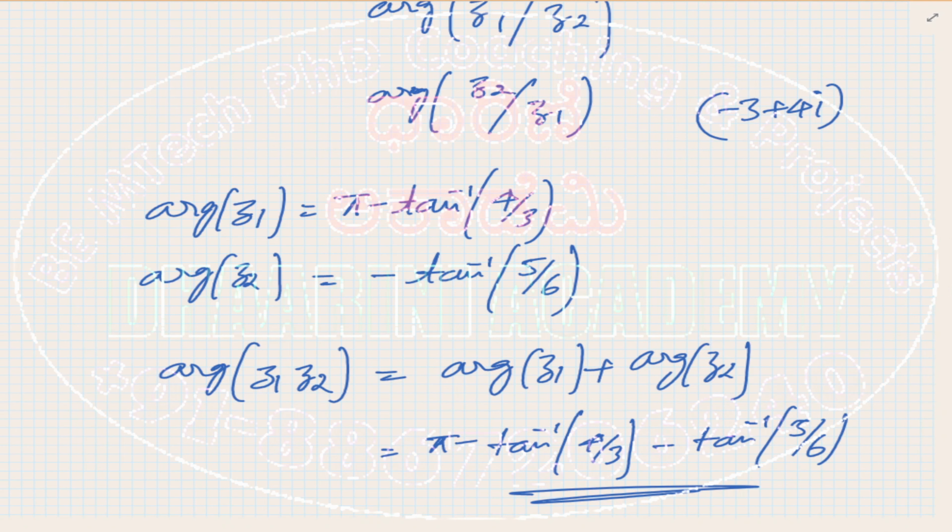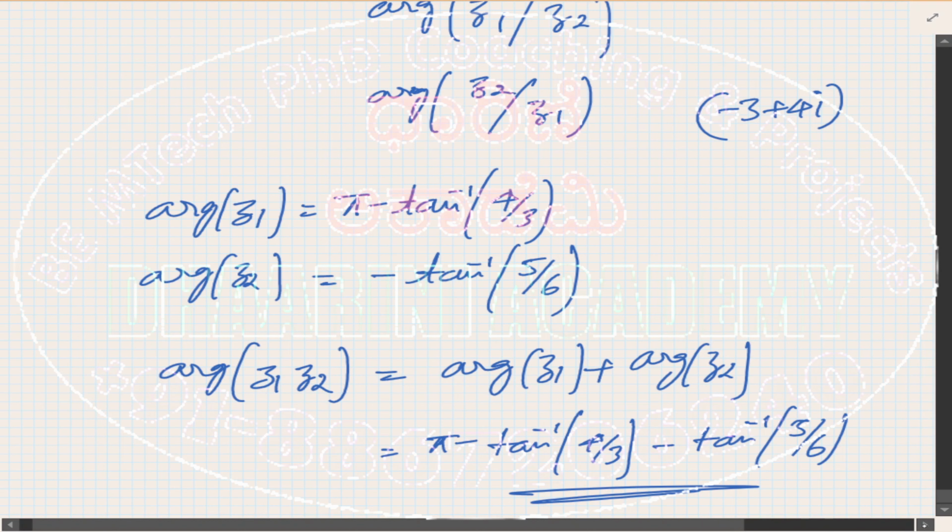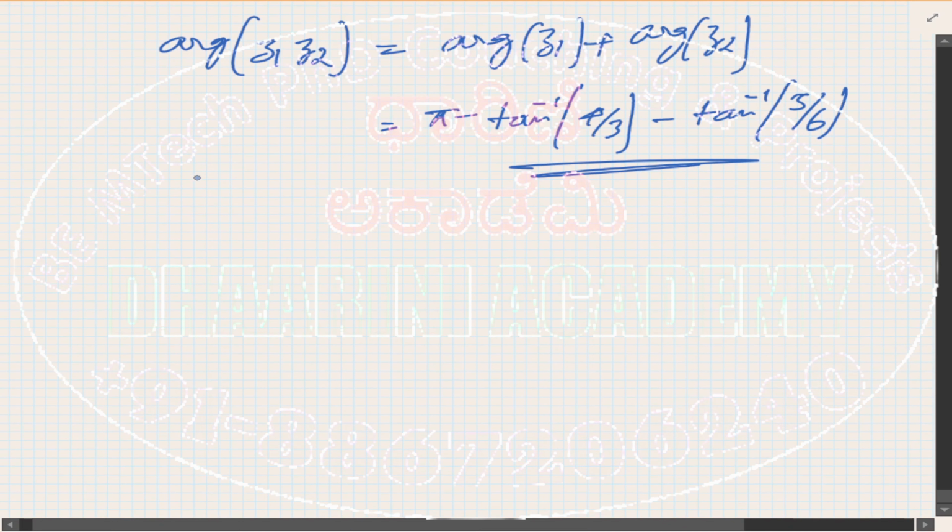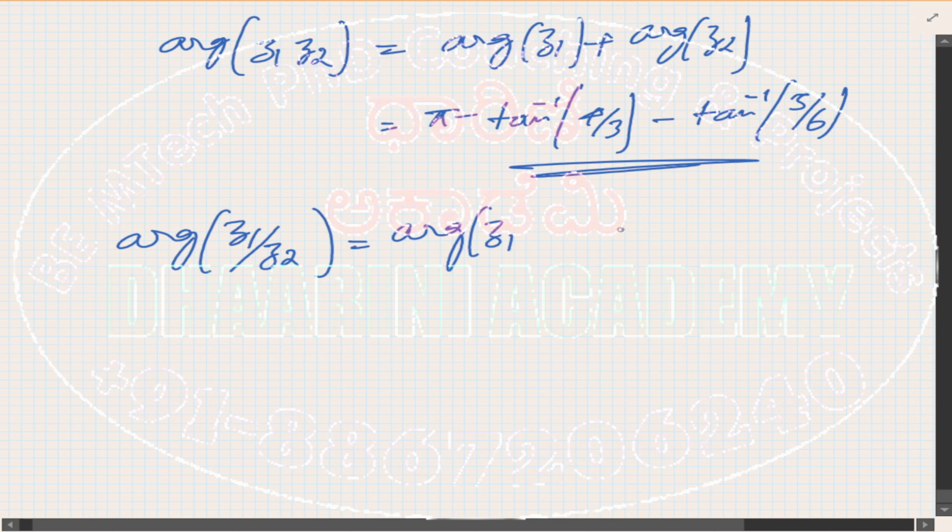It has to be an angle. Argument of something means it is an angle. Okay, just remember, right? Answer cannot be a complex number. Answer has to be some angle. So if I want to find the argument of Z1 by Z2, what's the formula? Formula says arg Z1 by Z2 is equal to arg Z1 minus arg Z2.